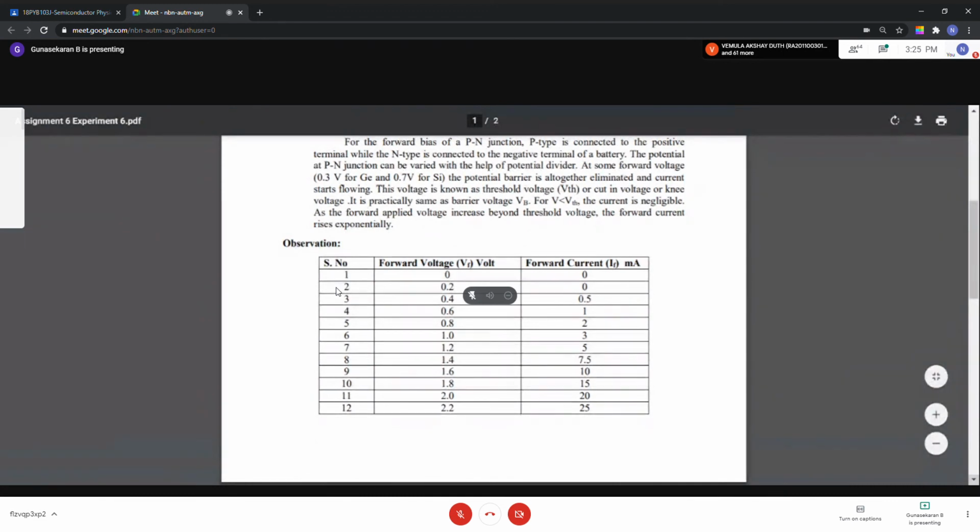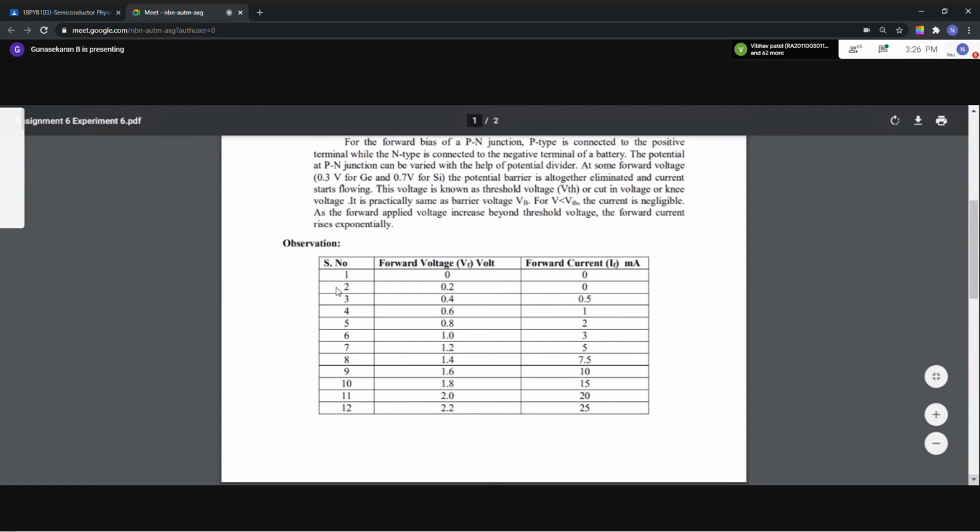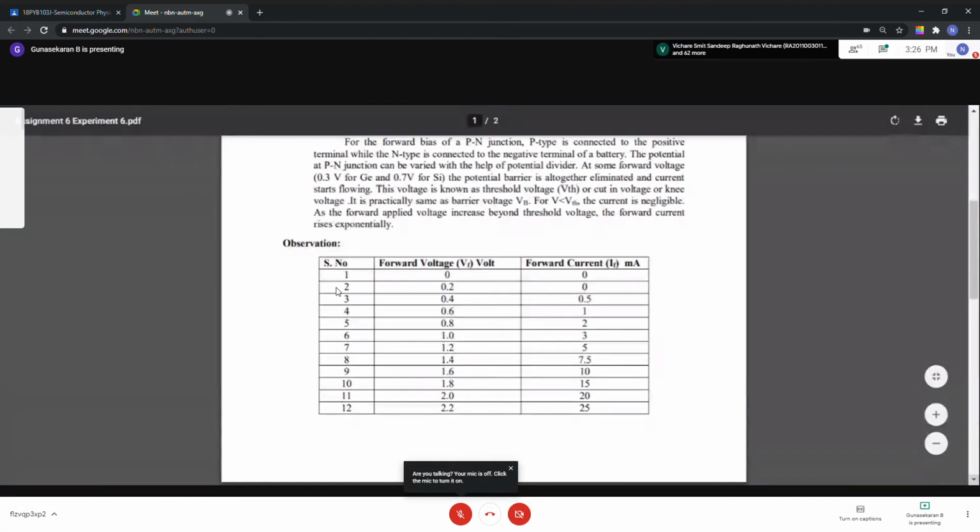See, at 0 voltage, the current is also 0. Then at 0.2 volt, the corresponding current is also 0. And at 0.4 volt, you get 0.5 milliampere current. Then 0.6, 0.8, 1.2. So the total readings are there here. The corresponding current in the ammeter you note down. So based on this, you draw the characteristic curve.